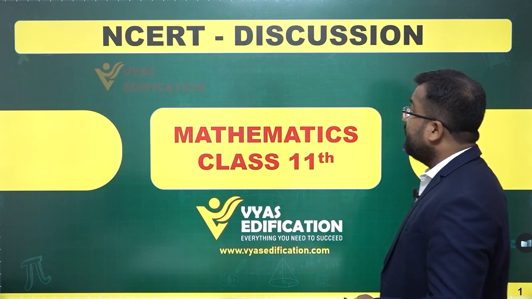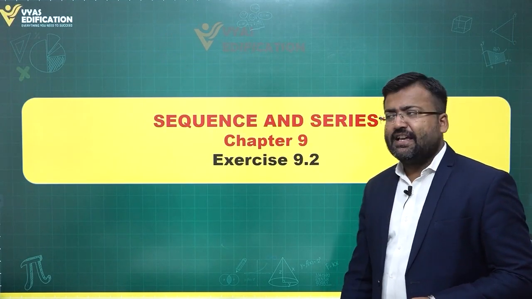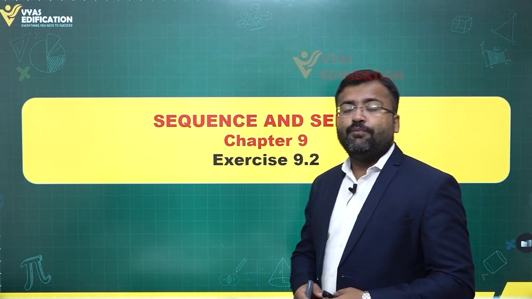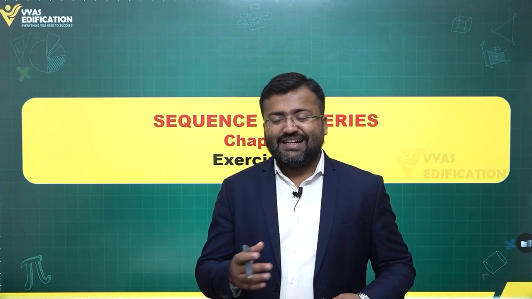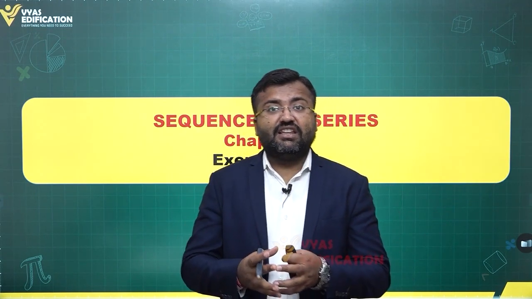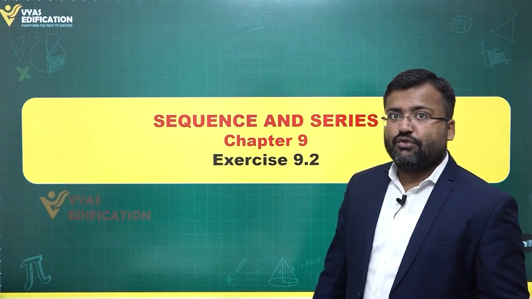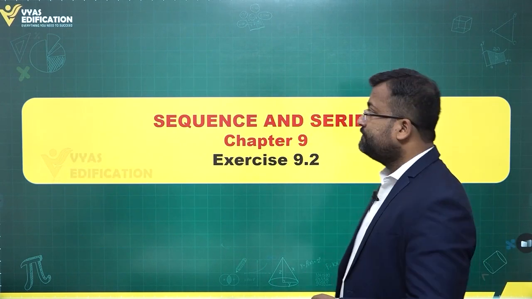In this series of NCERT discussion, we'll continue further with Mathematics class 11th. The chapter that we're dealing with is sequence and series. And now is the turn of exercise 9.2. This particular exercise is based upon arithmetic progression and its related concepts. So along with the questions, we'll be seeing the concepts involved in this particular exercise, and obviously you'll be benefited with the concepts, with the solutions of each and every question over here.